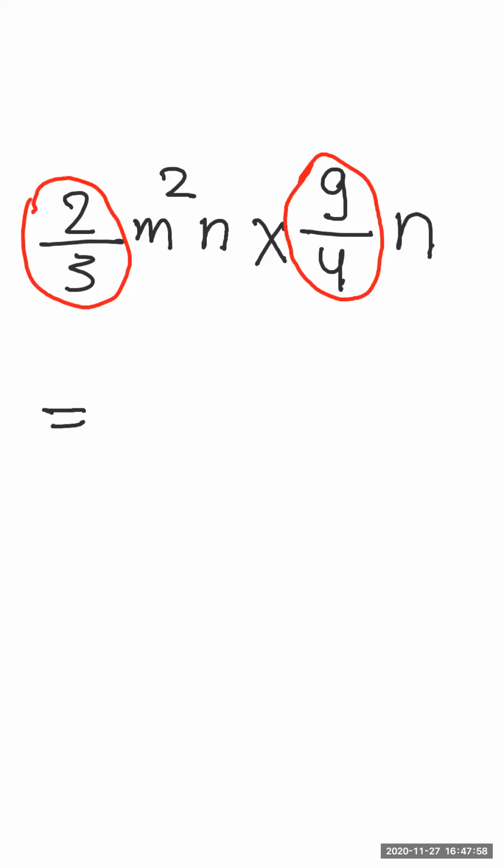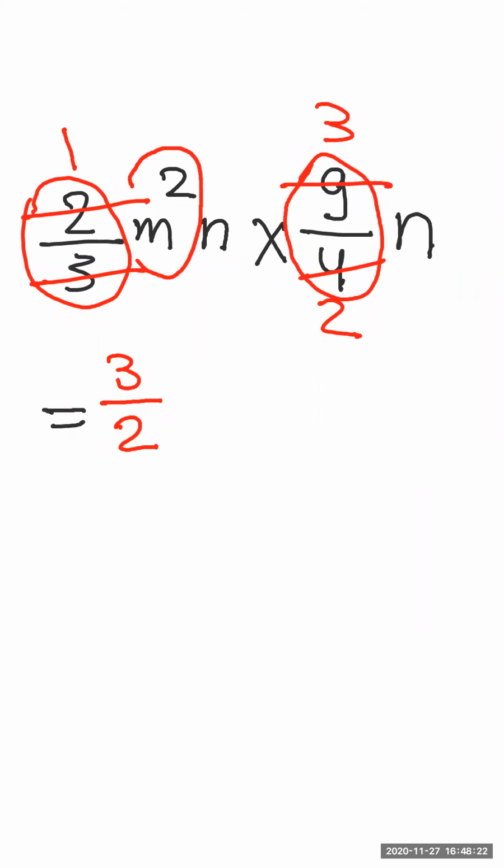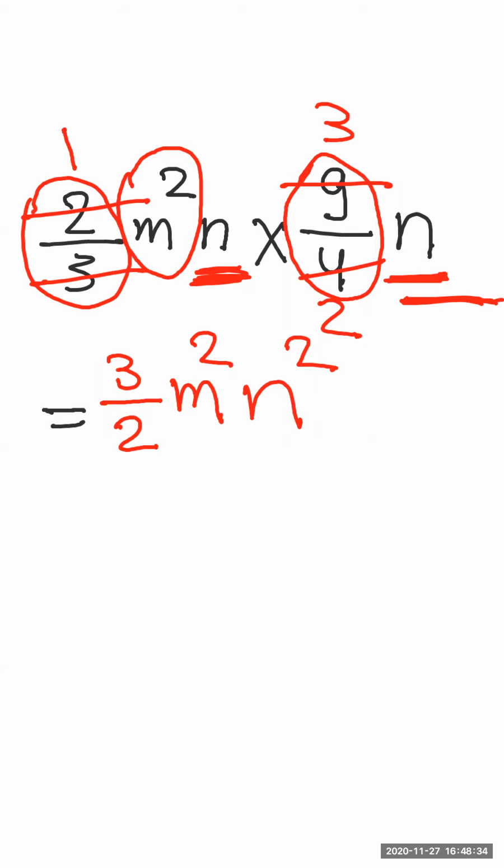So now I will simplify first. This 9 is divided by 3, so this means 3. And here 2 and 4, I will divide by 2, so 1, and here 2. So now the coefficient becomes 1 times 3 over 2, so it will equal 3 over 2. Then m squared. Do we have m here? No, so I will write m squared. Then n at the power of 1 times n at the power of 1 means n squared. Okay, guys, are we clear? Yes, mister.